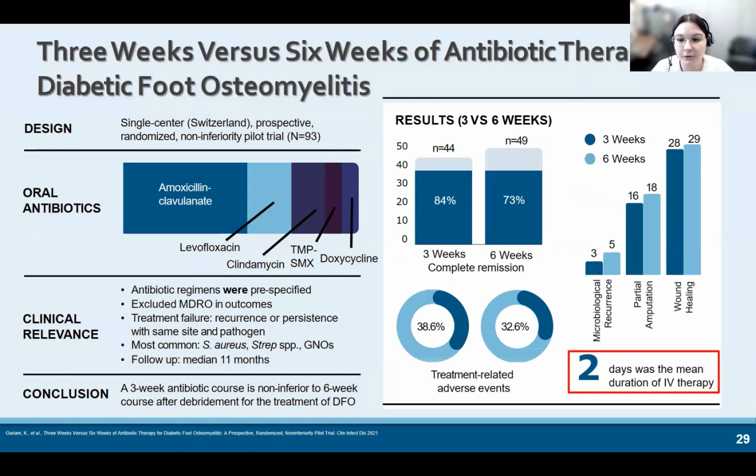The first trial is the 3 weeks versus 6 weeks of antibiotic therapy for diabetic foot osteomyelitis. And the goal was to determine whether in patients who underwent surgical debridement, a short 3-week treatment duration compared to a longer 6-week duration was non-inferior for clinical remission and adverse events.